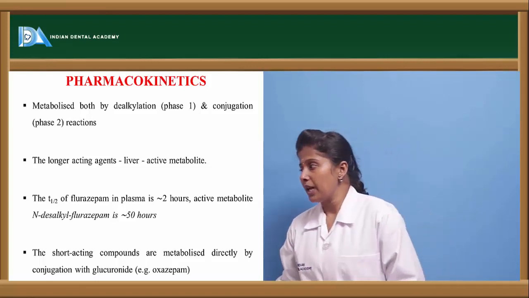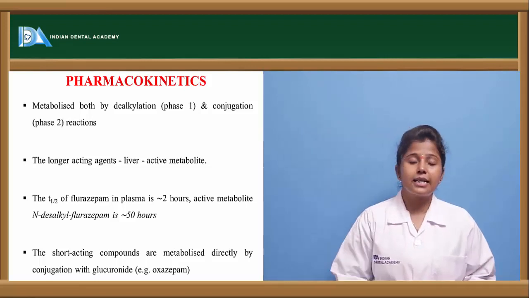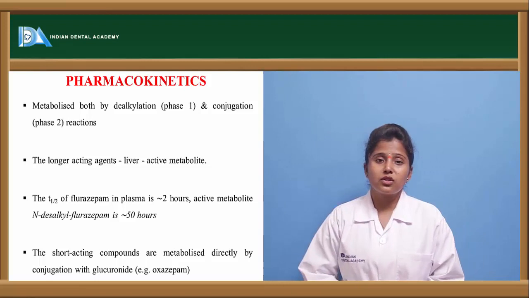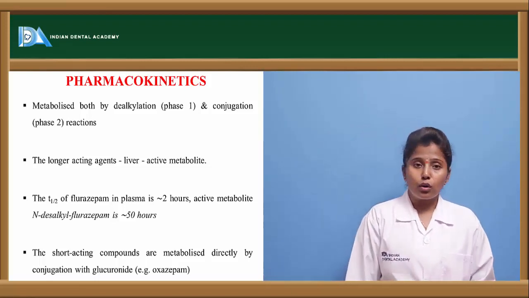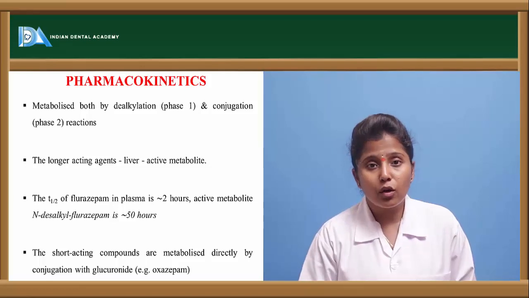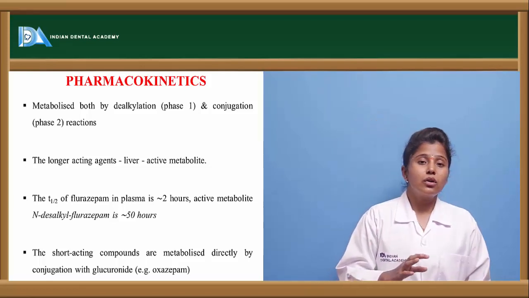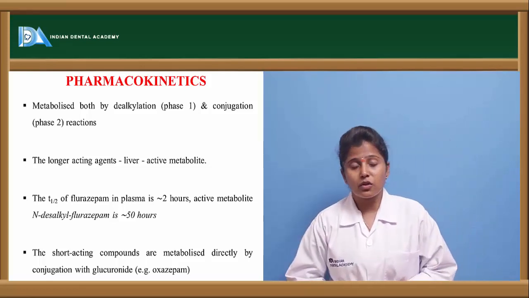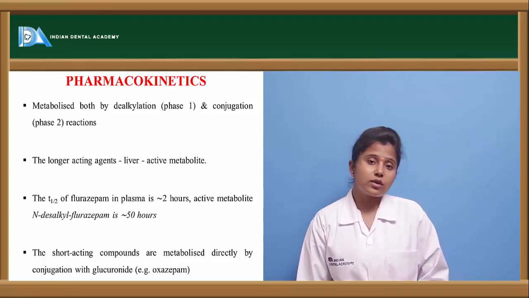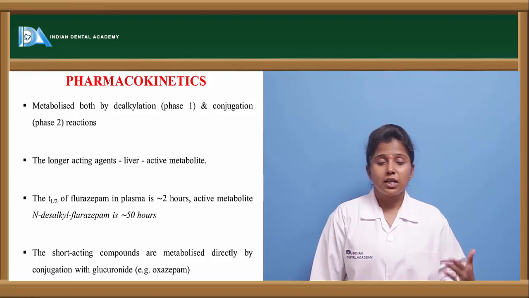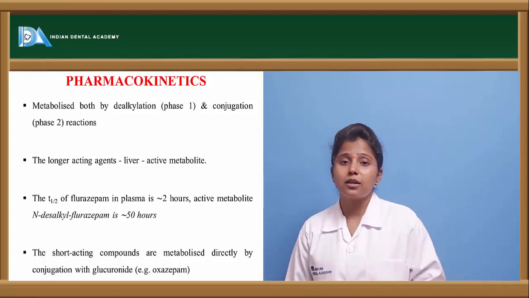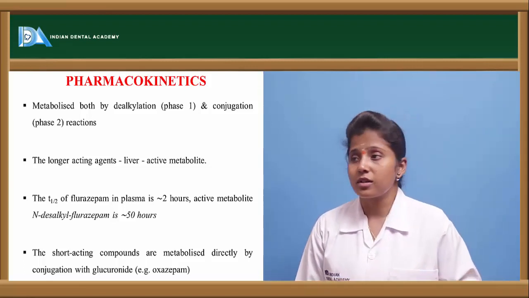And the short acting drugs directly undergo a conjugation reaction with the help of an enzyme called glucuronyl transferase. Glucuronide is a compound involved in the process of conjugation. Drugs like oxazepam undergo this conjugation process, whereas the long acting and medium acting drugs undergo the dealkylation process.